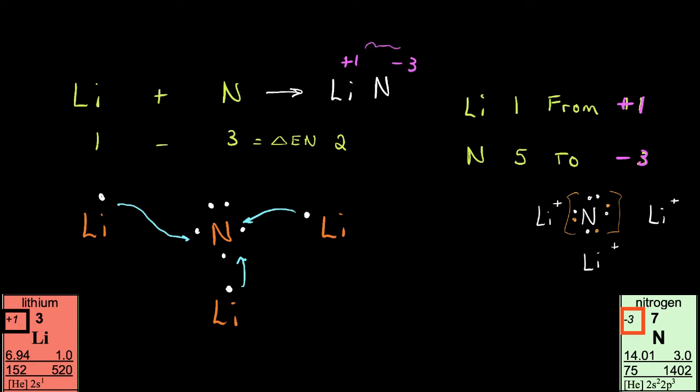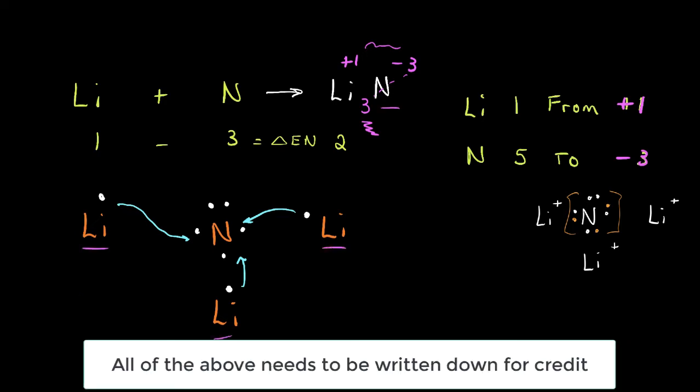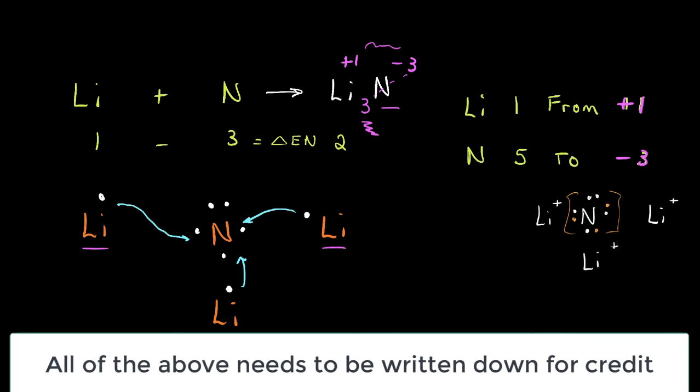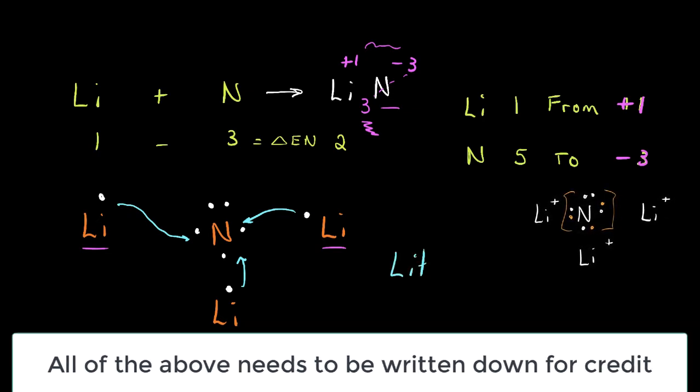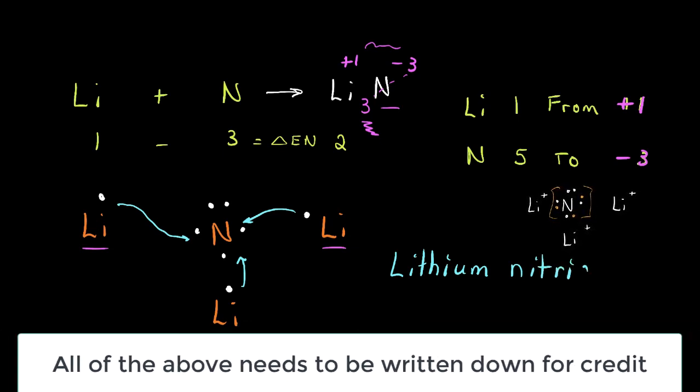These two values, they don't add up to be 0, so I have to crisscross the values and bring them down. So you're going to see that I need 3 lithium, 1, 2, 3, for every 1 nitrogen. We have to name this now. This would be lithium nitride, is what that would be.